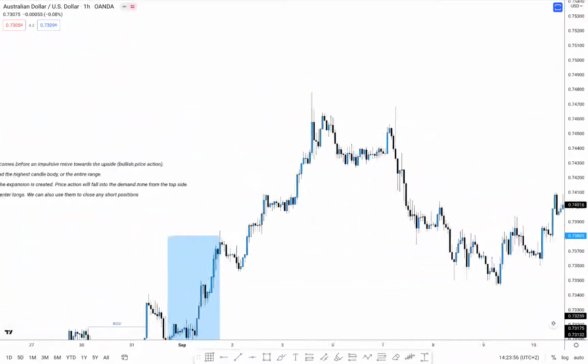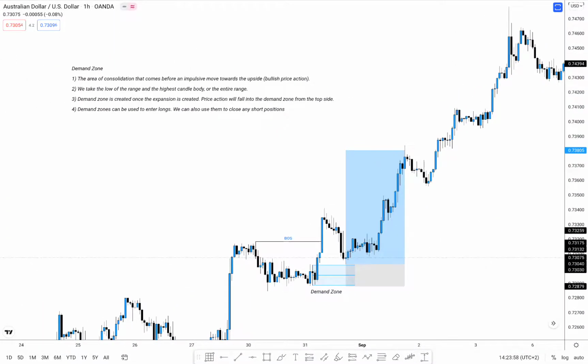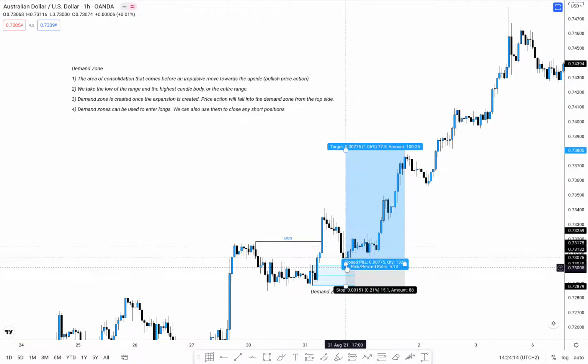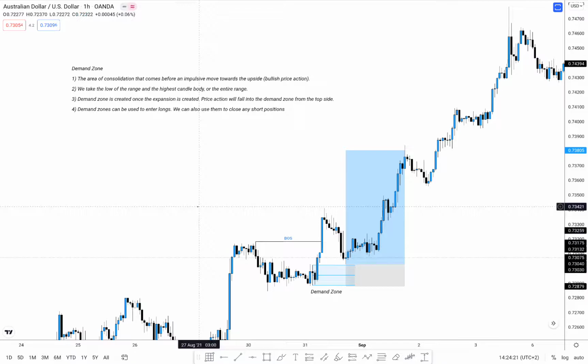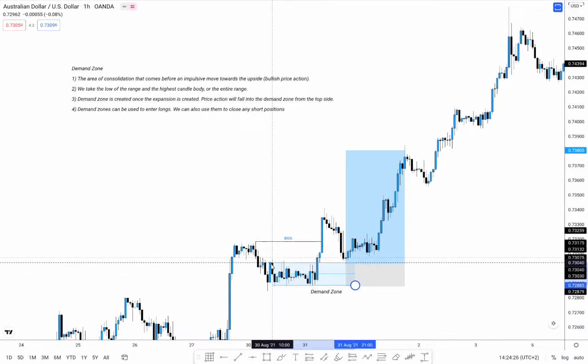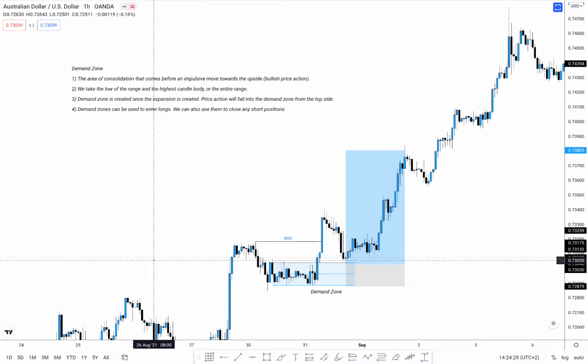Okay, cool, guys. And then to get back to demand zone, the demand zone is the area of consolidation that comes before an impulse move towards the upside, bullish price action, right? We take the low of the range, right? The low of the range, and then the highest candle body, including the wick, guys. I include the wick always because sometimes price will miss the body. If we were to enter on this body here, we would have missed our entry. So sometimes you just take the wick, and then from there, you can either take the entire range, right? So this is the entire range over here, right? And then use that.